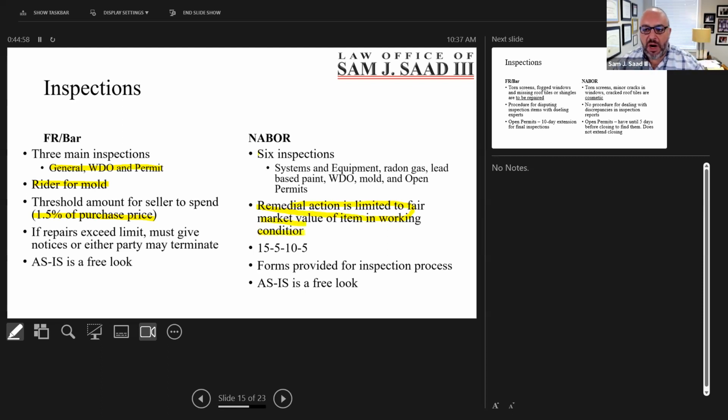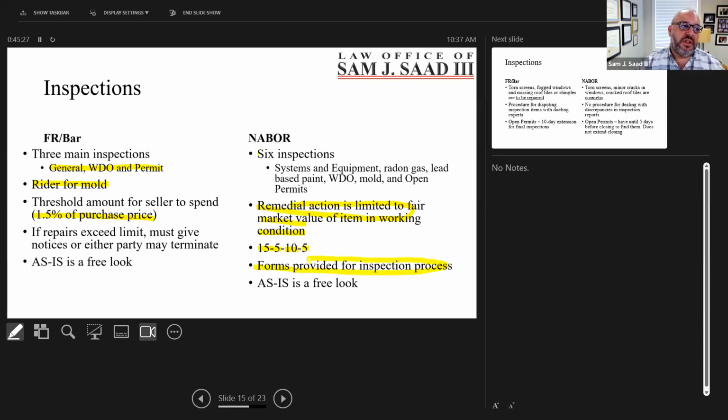Then of course, NABOR has the 15-day default for inspections, 5 days for the buyer to review their reports, 10 days for the seller to respond to those reports. And if the seller counters the inspection request of the buyer, then the buyer gets 5 days to terminate the contract. And there are forms provided under NABOR to guide you through the inspection process.